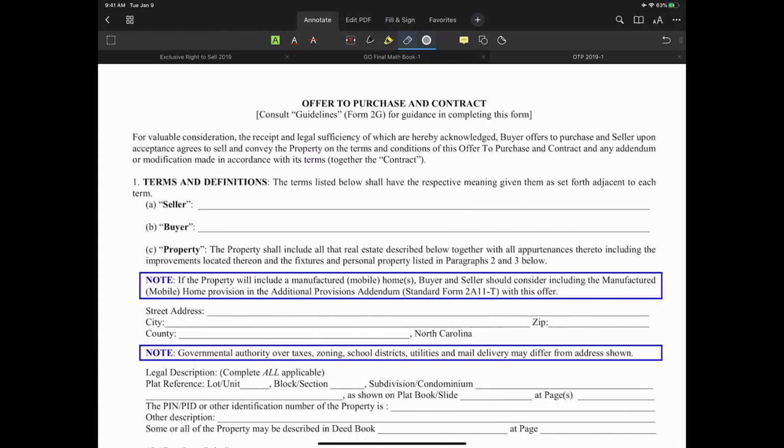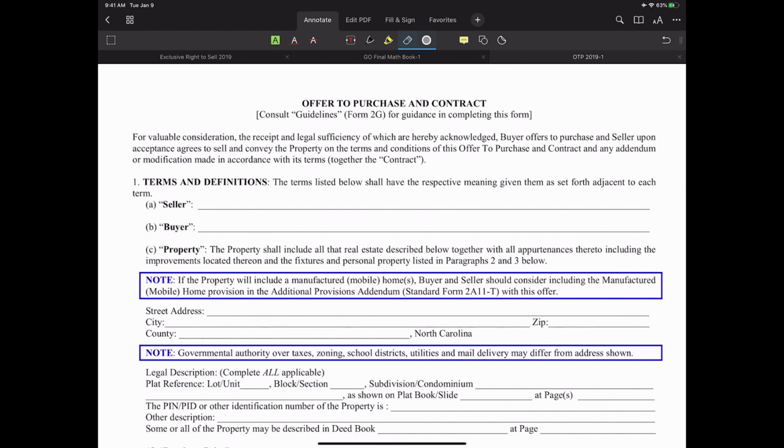So today we are going to go over the offer to purchase and contract. And remember, this is not a contract written by the North Carolina Real Estate Commission. This is actually written by the Association of Realtors in cooperation with the Bar Association. They write it for the use of realtors.